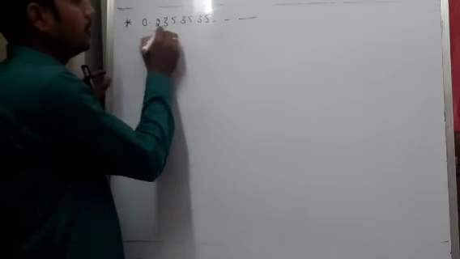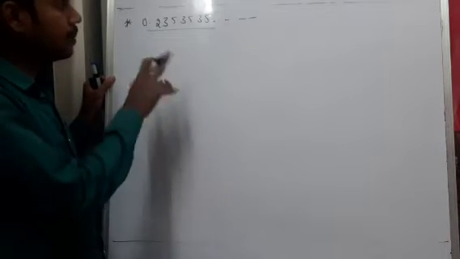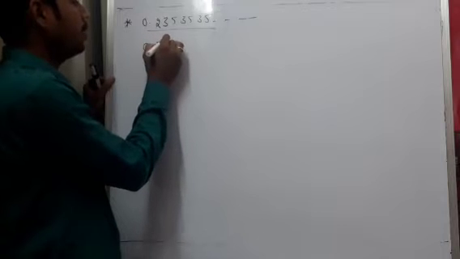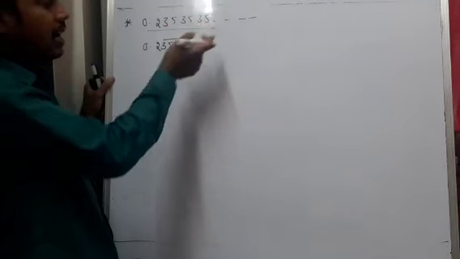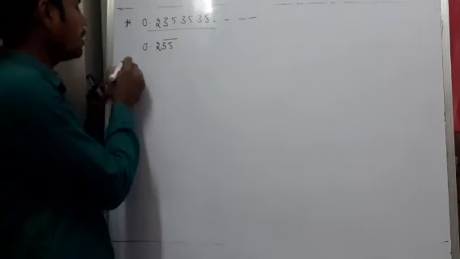0.23535 bar. What is it? We need to express this in the form of p by q. It is similar to the previous problem, and we can write this as 0.2 with a bar over 35. Why? Because 35 is repeating again and again, that is the reason we are putting a bar on it. So 2 digits are repeating. So what is the procedure?